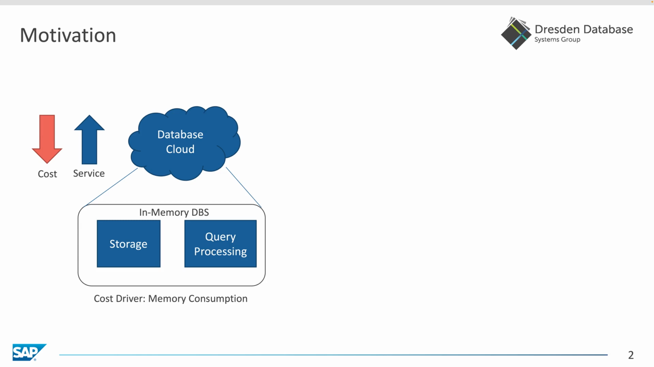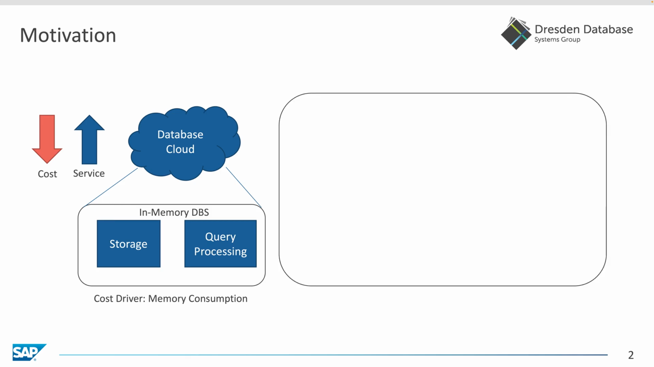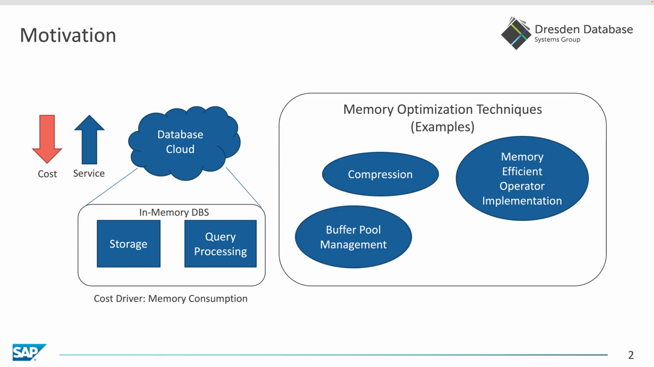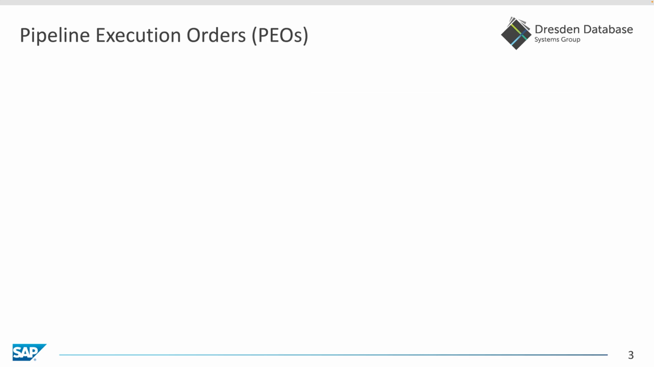If we focus on query processing main memory consumption, there are several techniques which we can use to optimize for minimizing it. For example, we could use memory efficient operator implementations, we could use compression for intermediates, and we could also leverage buffer pool management in order to spill database pages to disk. However, what if we found another approach that would be feasible for reducing main memory consumption in in-memory DBs? And that would be pipeline execution orders.